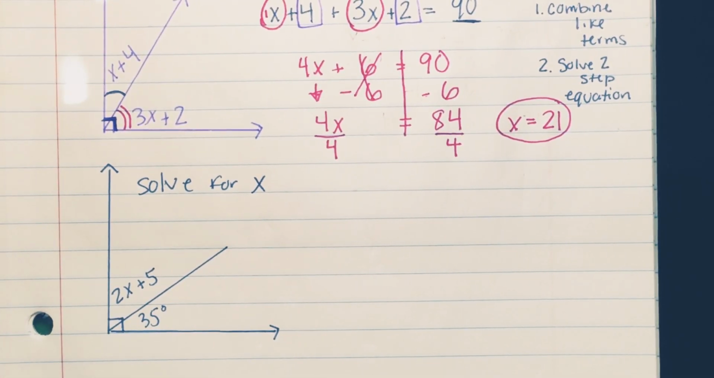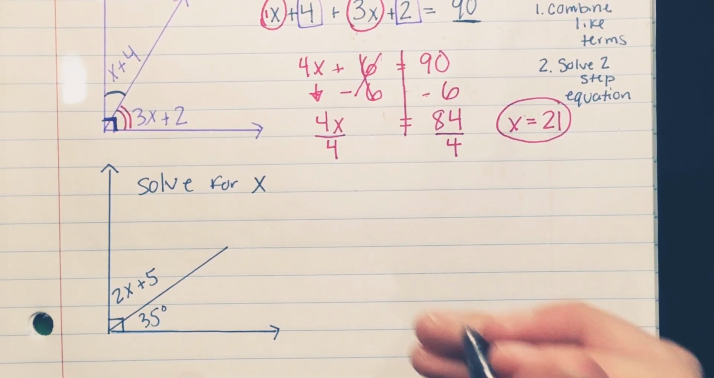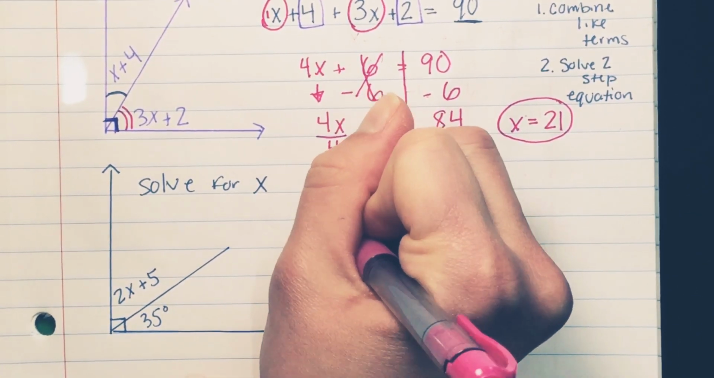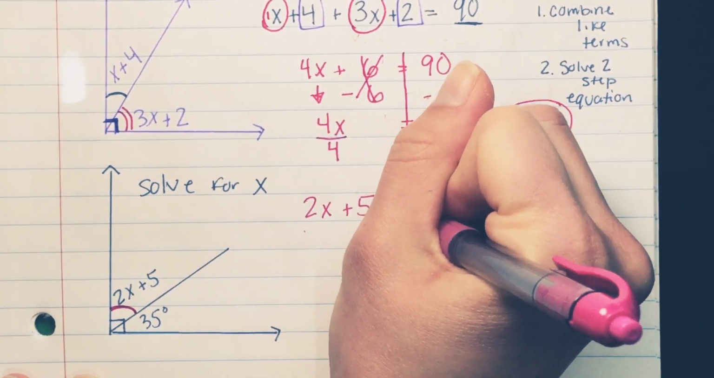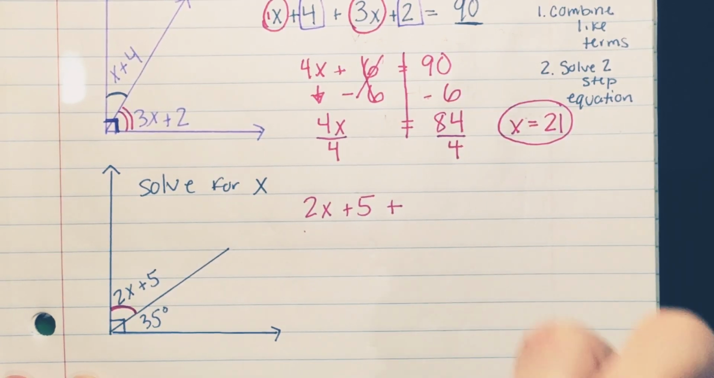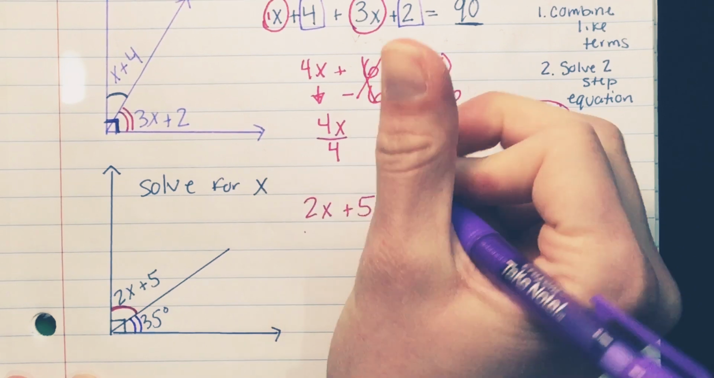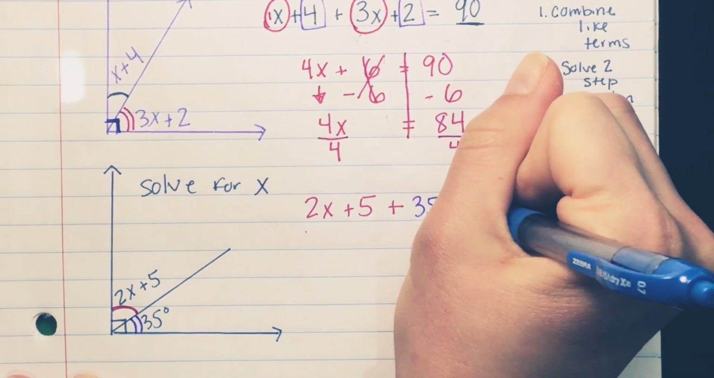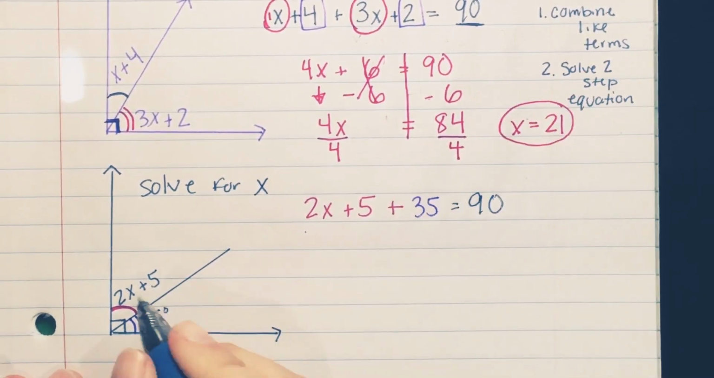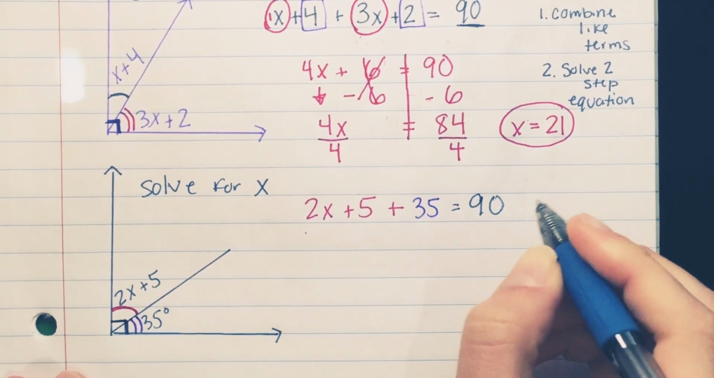All right, so remember, these angles are complementary. And if angles are complementary, that means they add up to 90 degrees. So we are going to start off our equation with 2x plus 5, that's this first angle, plus 35, that is our second angle. And what does that equal? 90 degrees, because it's a 90-degree right angle.